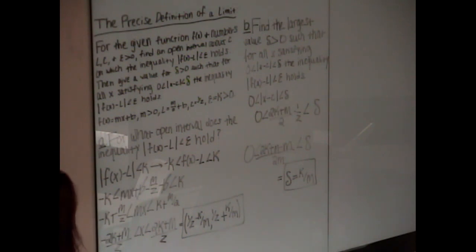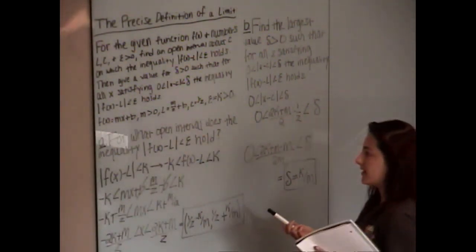Then give a value for delta greater than 0, such that for all x satisfying the inequality 0 is less than the absolute value of x minus c, which is less than delta, the inequality the absolute value of f of x minus L is less than epsilon holds. We are given that f of x equals mx plus b, m is greater than 0, L equals m over 2 plus b, c equals 1/2, and epsilon equals k is greater than 0.